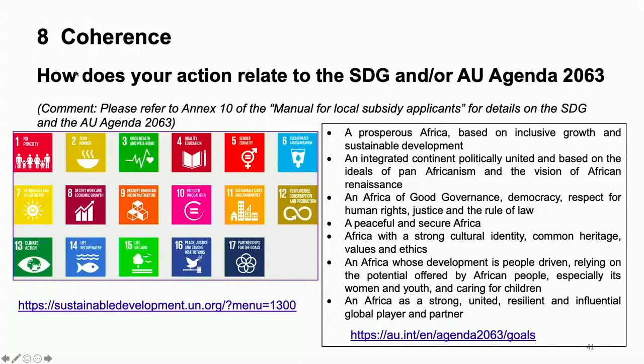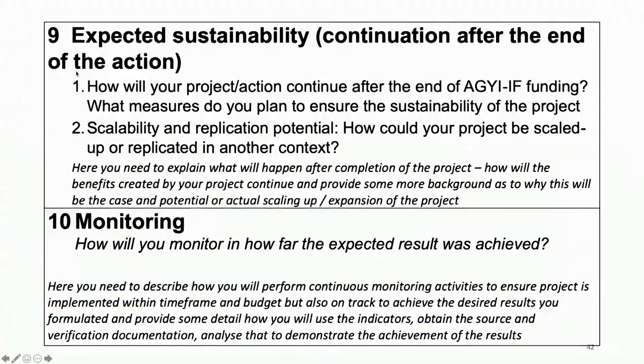There's also the AU Agenda 2063, which aims at promoting specific activities and objectives and goals for Africa. In this half a page, you need to clearly indicate where does your project fit in and link up to these sustainable development goals and this Africa AU Agenda 2063. You need to clearly do this and link your project to these activities.